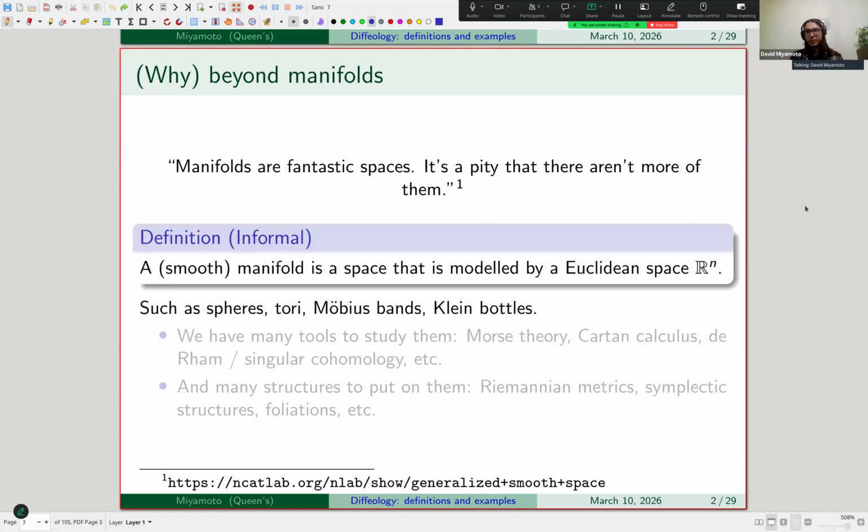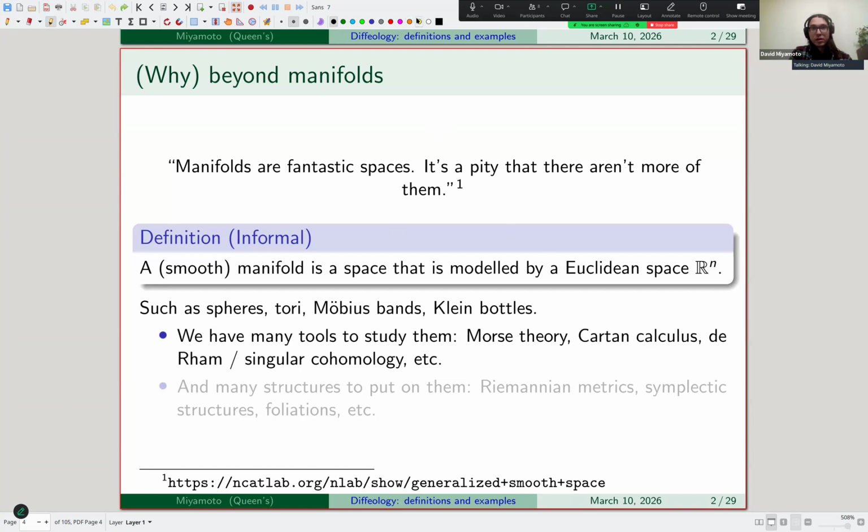I thought I'd start off from the basics. So informally, a smooth manifold. By this, I mean a space modeled on Euclidean space. So I'll be thinking of real smooth manifolds for basically everything here. And so we have these standard examples of spheres, tori, Mobius bands, Klein bottles. And the point is that we have a lot of refined tools to study the category of manifolds, for instance: Morse theory, Cartan calculus, singular cohomology, de Rham cohomology. And some of these will extend to diffeology.